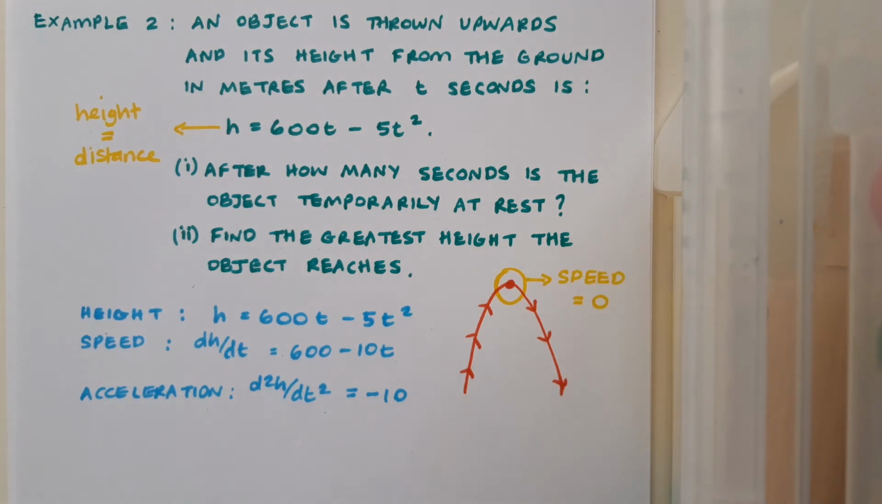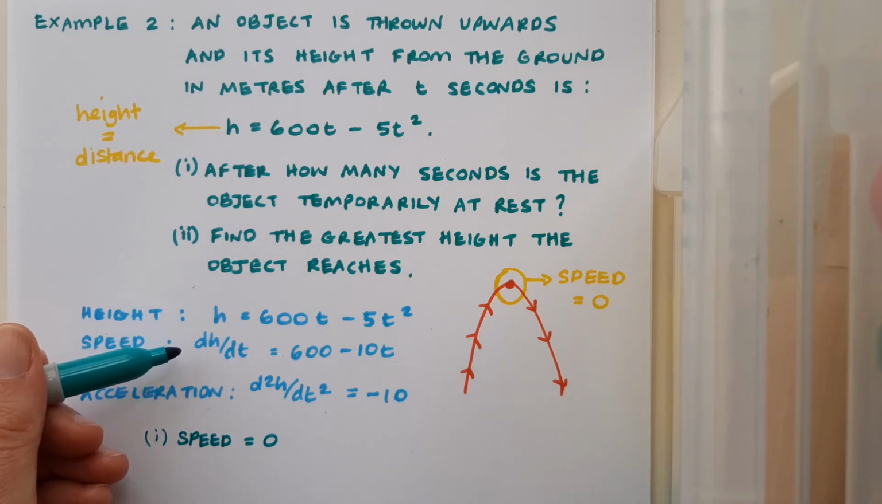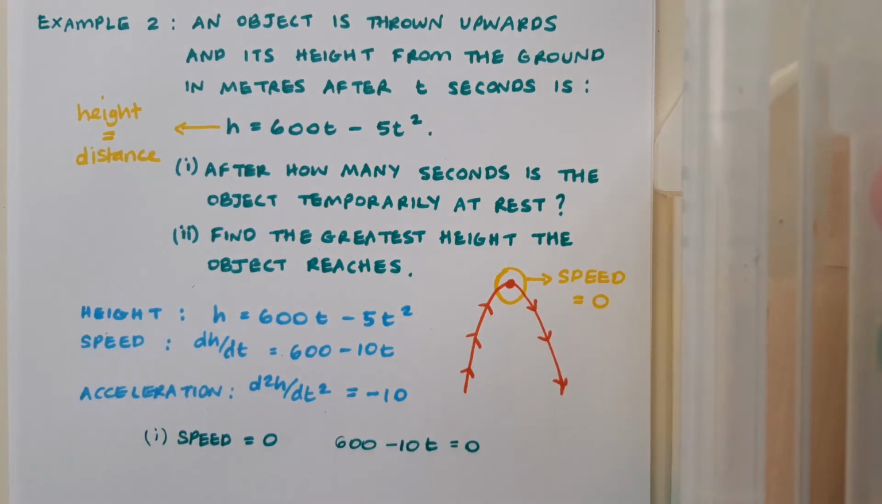And so now I have a formula that I can use in part 1. If the object is temporarily at rest, its speed is 0. Here's my speed formula. dh/dt is 600 minus 10t. And I will let this formula equal 0. And then it's very simple to solve for t.